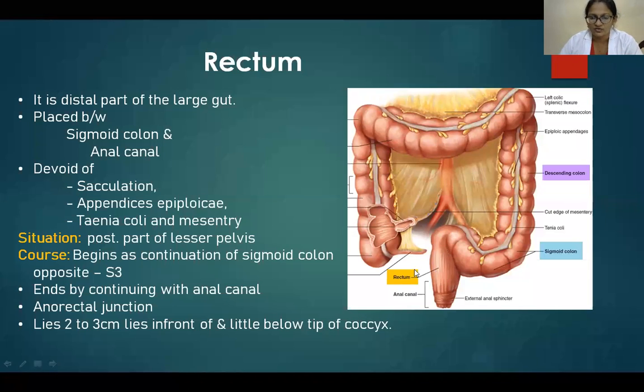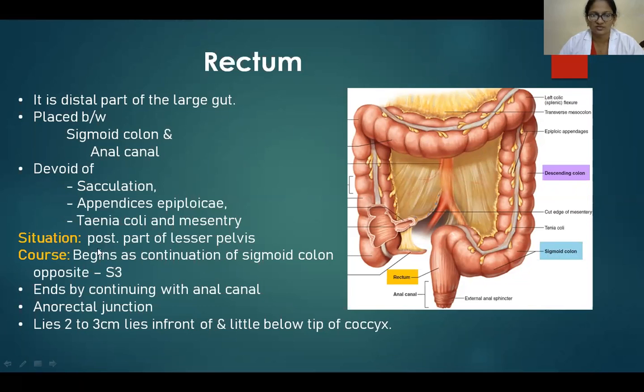So how do we differentiate the rectum from the rest of the intestine? It is devoid of sacculations. Appendices epiploicae are absent, the tinea coli is also absent, and the mesentery is also not present in the rectum. So where is it present? It is present in between the sigmoid colon and anal canal. This is the rectum.